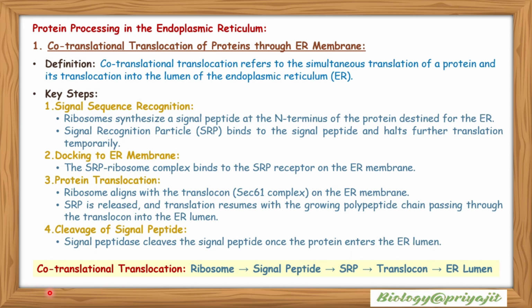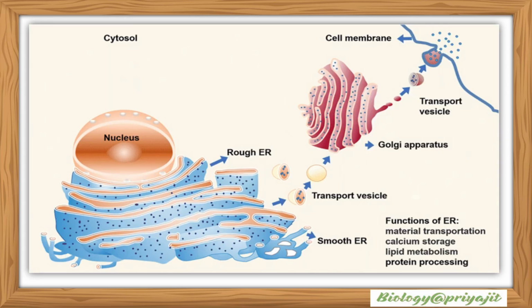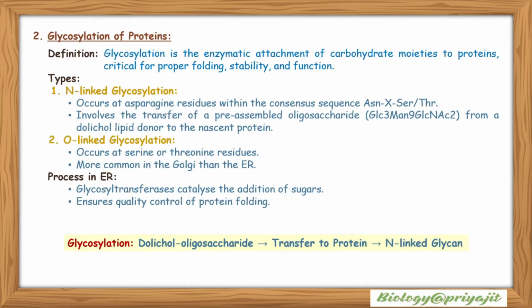What is the diagrammatic summary of the concept? Co-translational translocation occurs when the ribosome releases the signal peptide, which binds with the SRP, then it moves into the translocon and into the ER lumen. This is the diagram showing the process of protein processing with the involvement of the ER.